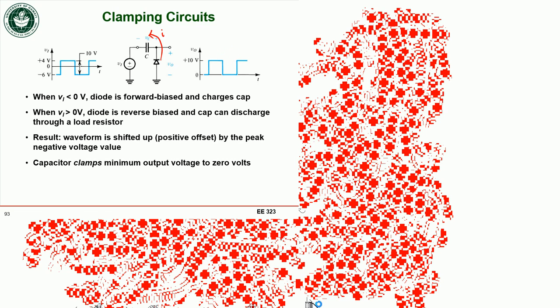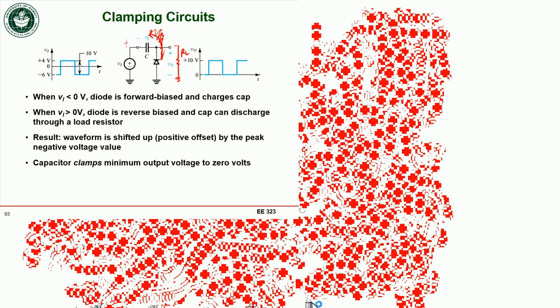When the input voltage is greater than zero, now this point in the circuit is more positive, so that current is not there anymore because the diode becomes reverse biased. And then if I had a load resistor out here, then the capacitor, which was charging up before, can now discharge through the load resistor. And as a result, I take the negative part of the signal and shift it up to zero, and then I offset the positive part as well. So the whole signal just shifts up so that the lowest voltage is zero. And so in this particular circuit, we can say that it's clamping the minimum output voltage to 0 volts. That's why it's called a clamping circuit.